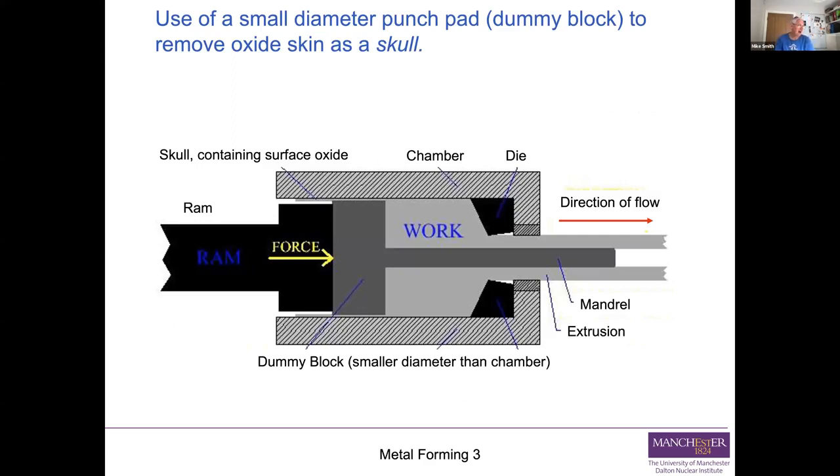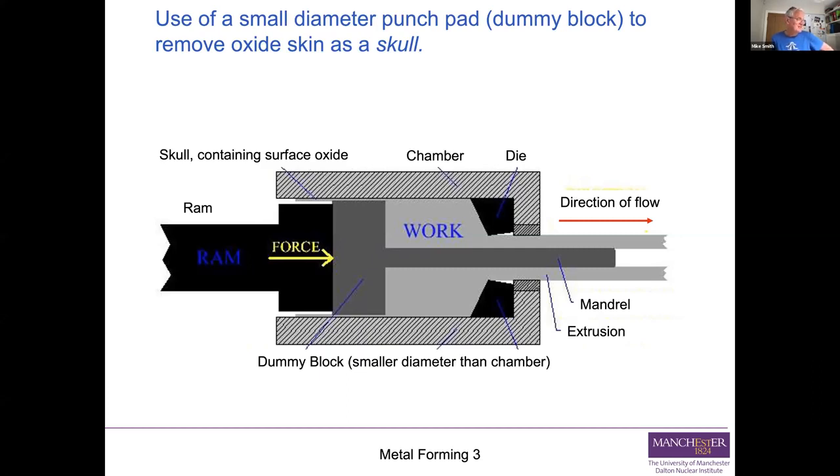So here you've got a ram on the right. You've got a work piece or a billet in grey. And in this case, what we're doing is we're forward extruding a pipe. So you can see we've got a dummy block and a mandrel, which means that the shape of the extrude is being defined by the mandrel for its inner surface and by the die for its outer surface.